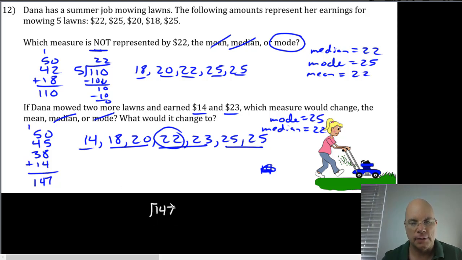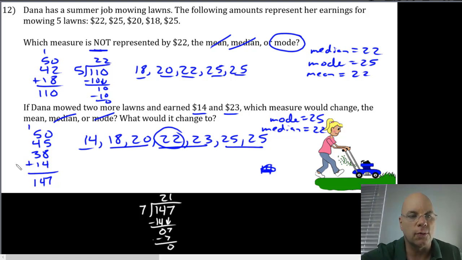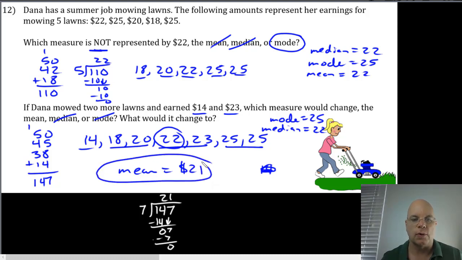divided by, not 5 anymore, now I have 7 data points in my set. There are 2 7s in 14. Bring down the 7, and there's 1 7 in 7 with no remainder. So the mean changed to 21. Before the mean was 22, and now the mean is $21. So that's the one that changed, and that's what it changed to.